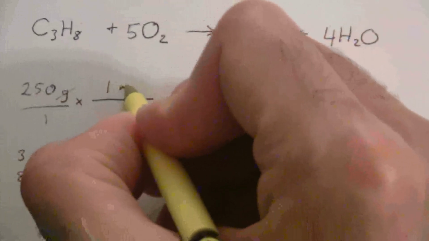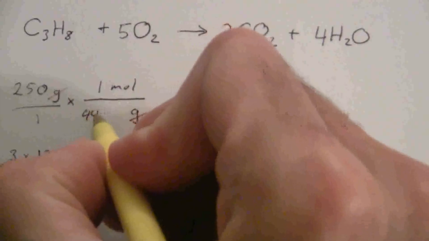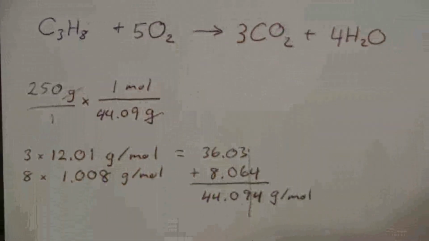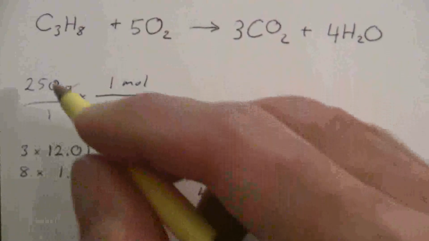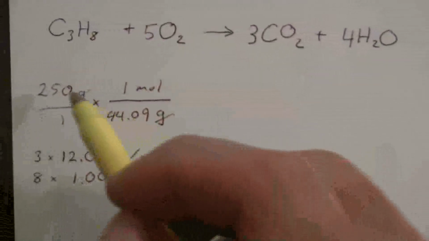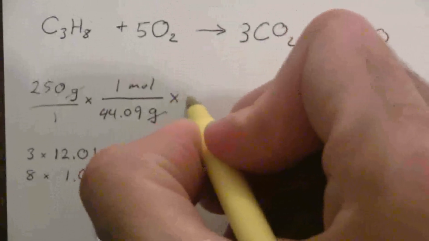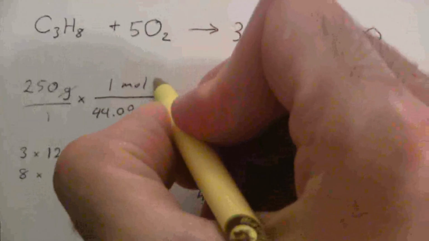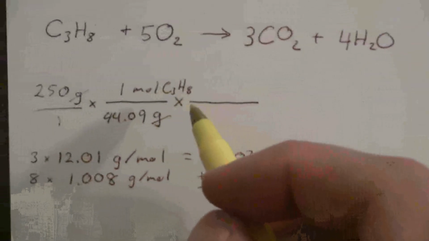Okay, so grams per mole, I can put this then on the bottom, 44.09 grams to 1 mole, arranged so that it will cancel. All right, so now at this point in my calculation, I have converted to moles of propane. I found out how many moles of propane are in that 250 grams. Now, what do I need? Because now I have moles of propane. I should be explicit here and say moles of propane.